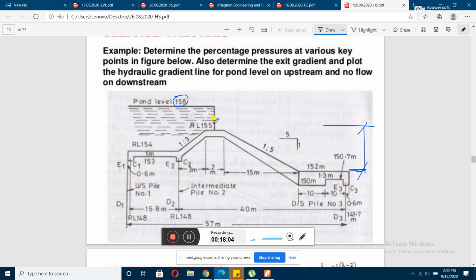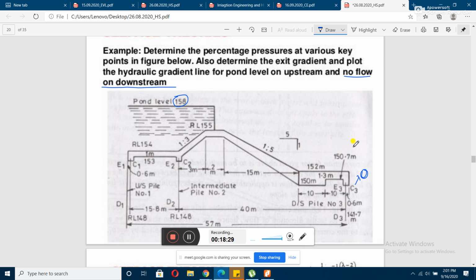So directly from that we can understand the C3 value will be 0. Just try to get this point. It has been mentioned there is no flow on downstream, so the C3 value is 0.